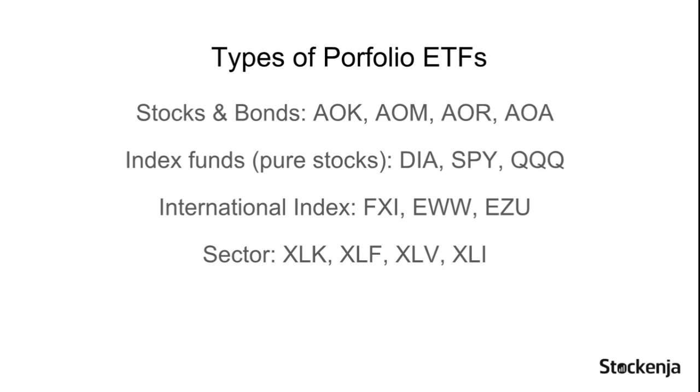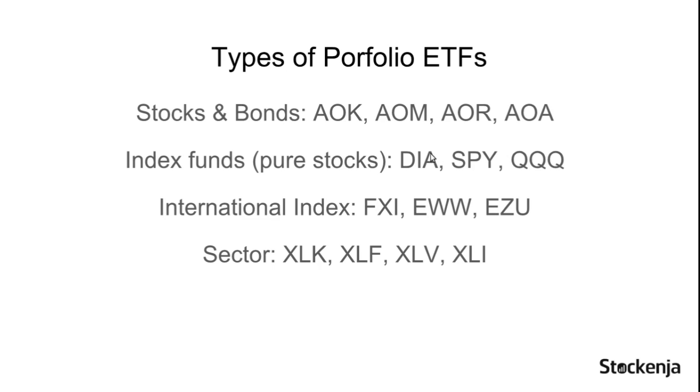The second type of portfolio ETF is index funds. These are extremely popular ETFs. They track different indices like Dow Jones, S&P 500, and the Nasdaq index. However, index funds can go down a lot during a recession, so these ETFs are more risky than the stocks and bonds ETFs.